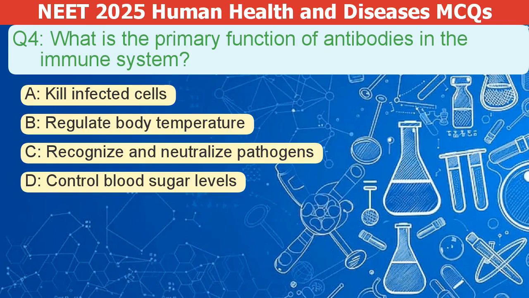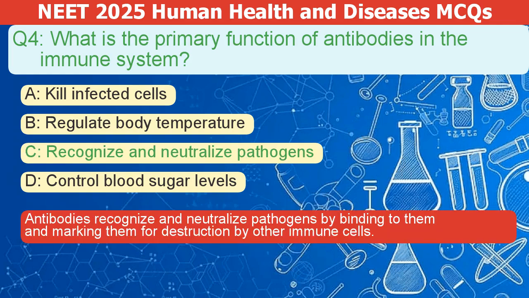What is the primary function of antibodies in the immune system? A. Kill infected cells. B. Regulate body temperature. C. Recognize and neutralize pathogens. D. Control blood sugar levels. The correct answer is C. Antibodies recognize and neutralize pathogens by binding to them and marking them for destruction by other immune cells.